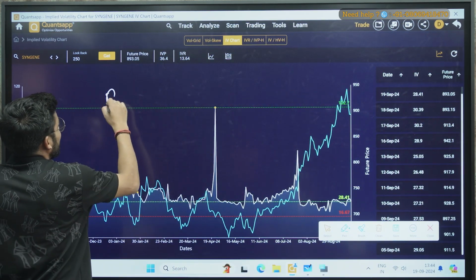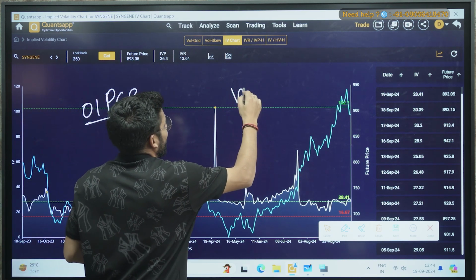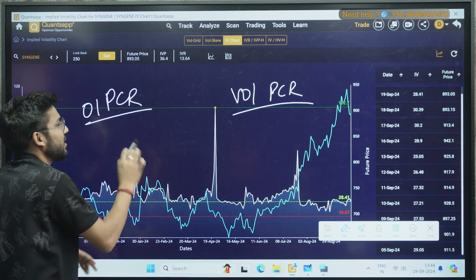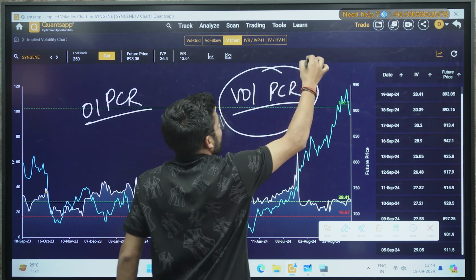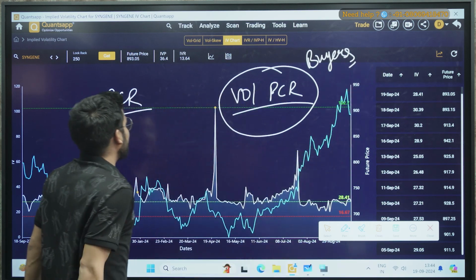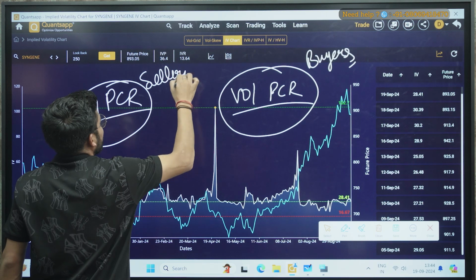The first one is the OI PCR, and the second one is the volume PCR. I'll give you a brief idea about them also. Generally, we analyze the volume PCR in terms of buyers, and the OI PCR we conclude in terms of sellers.